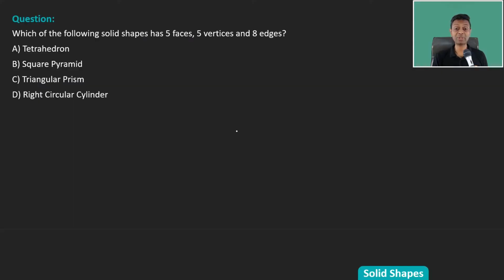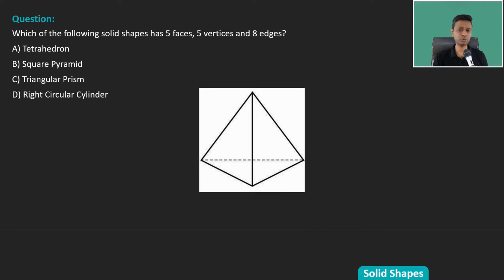Which of the following shapes has 5 faces, 5 vertices and 8 edges? Tetrahedron. Tetrahedron is a wonderful shape. It's an equilateral triangle, an equilateral triangle and an equilateral triangle, 3 equilateral triangles on an equilateral triangle as a base. So the base here is also an equilateral triangle, and then 3 equilateral triangles climb up from there vertically. So this is a shape that is effectively 4 equilateral triangles.